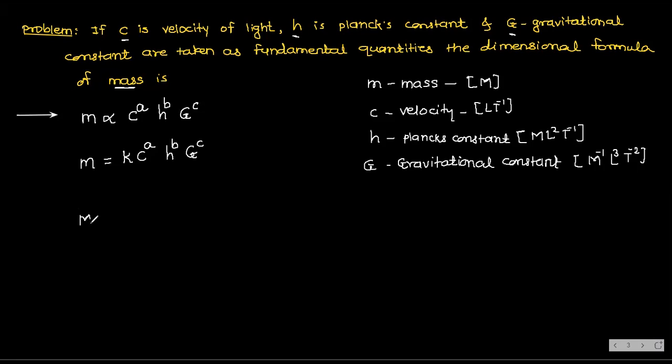M is equal to K, C means L T power minus 1, and its power is A. The H value or dimensions we can say: M L squared T power minus 1, whole power B. And G dimensions are M power minus 1, L power 3, T power minus 2, whole power C.